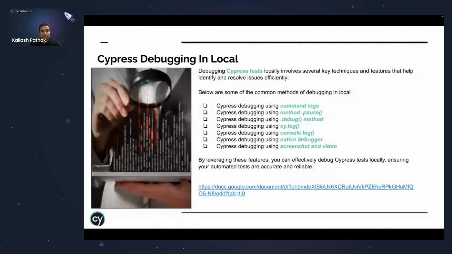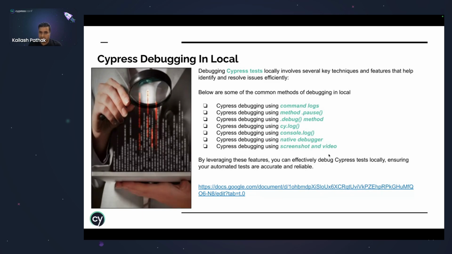Cypress debugging in local. These are the five or six methods that Cypress has provided here. We can work with the command logs, we can put in a pause, and we can use the debug method. Then we use cy.log and console.log. Then we can use the native debugger, and finally we have screenshots and video.